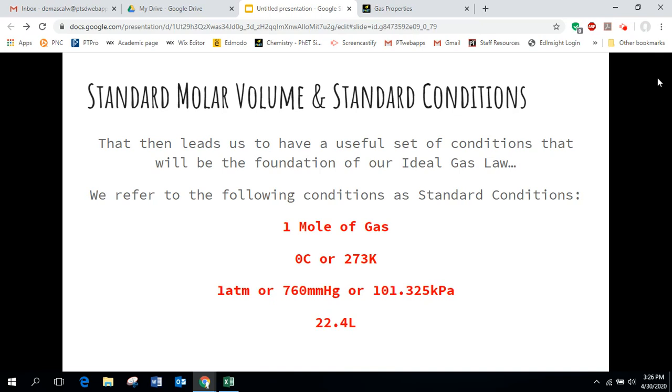We're going to be using that with the PV over NT relationship that we talked about a couple slides back to derive the ideal gas law equation and to find the ideal gas law constant, or the universal gas constant as it's sometimes called, in video 2.